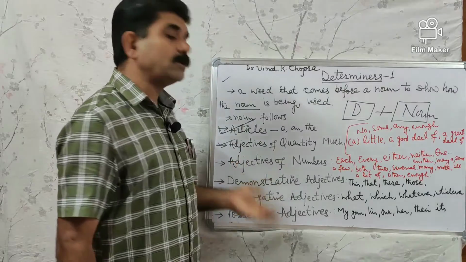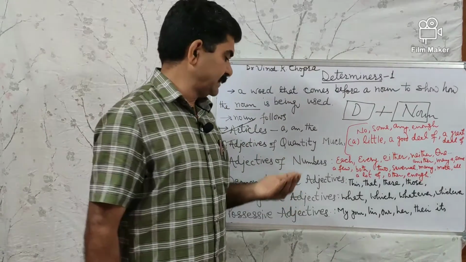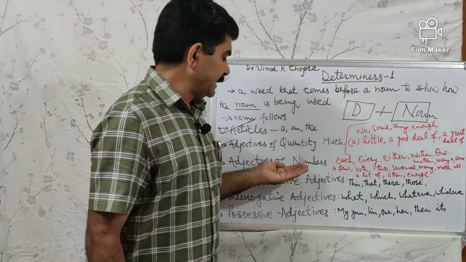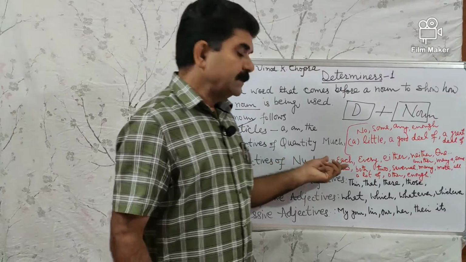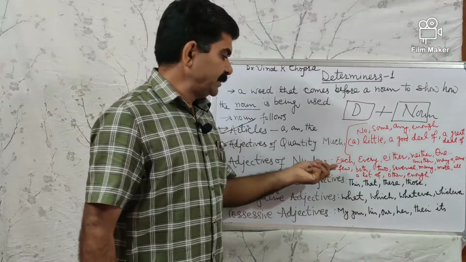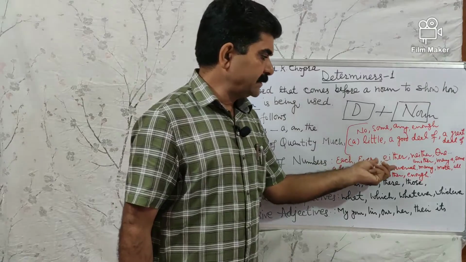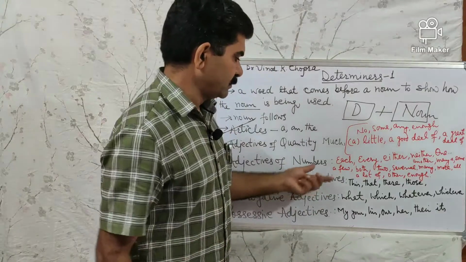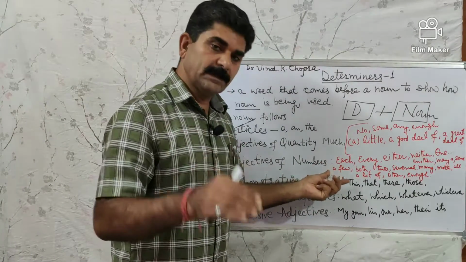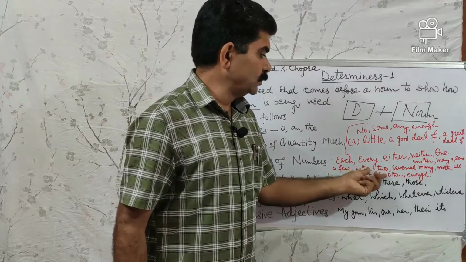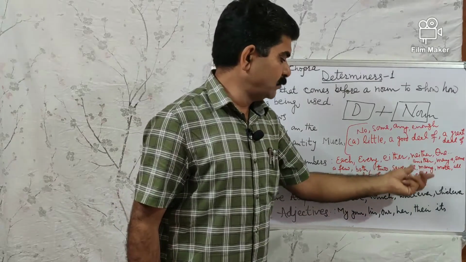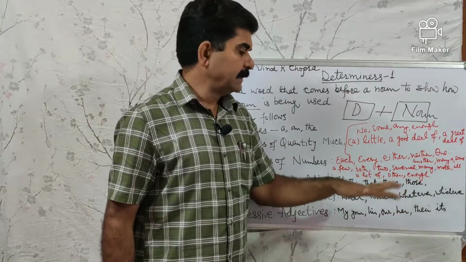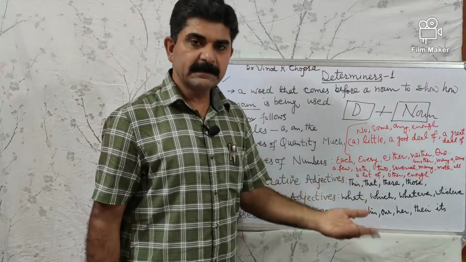Then we have adjectives of number. If we have adjectives of quantity, we also have adjectives of number, and they can be counted. They are countable. Each, every, either, neither, one, two, three, four, five, six, seven, and so on. A few, few, the few, both, two, several, many, more, all, a lot of, other, enough. Enough is both countable and uncountable.